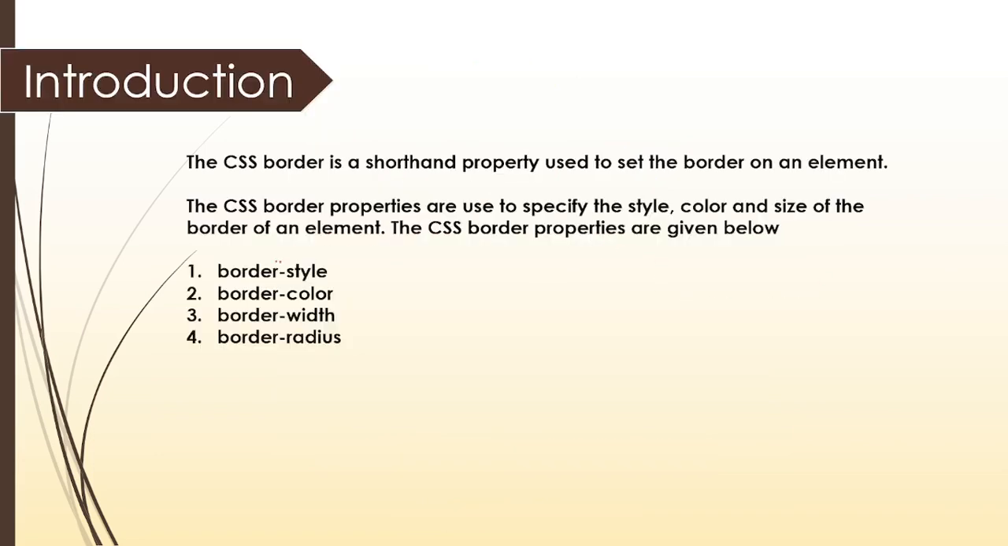discussed the border style. In the previous session, we discussed different styles of border, like dotted, dashed, solid, double, and grooved. We discussed all these things practically in the previous session. Now we will continue with the second type, that is the border color property.